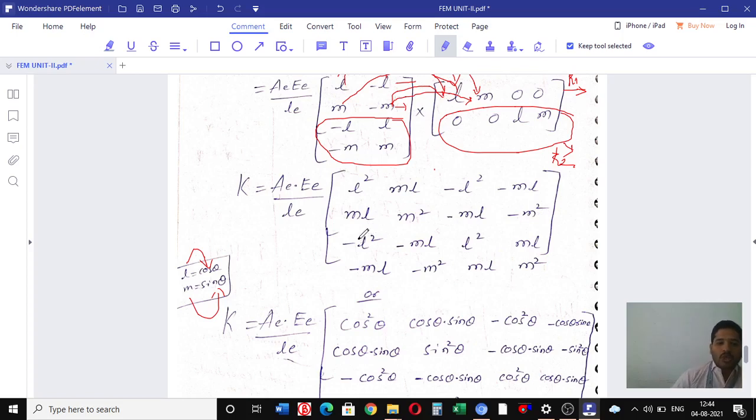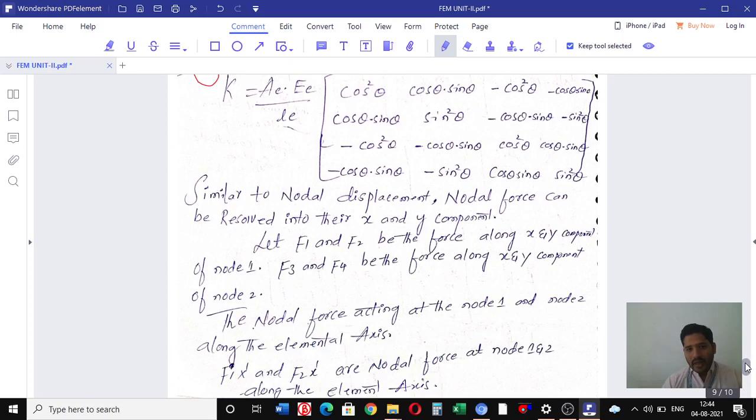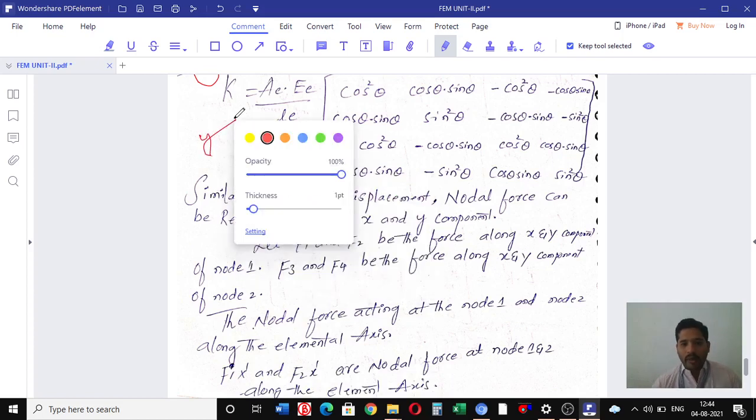Okay, N is nothing but cos square theta, minus cos theta into sin theta. This is one cos square theta. This cos theta into sin theta, minus cos theta into sin theta, minus sin square theta, minus cos theta into sin theta, and M square is nothing but sin square theta. Clear? So after that the nodal force can be resolved in two directions. So it may be the x component as well as the y component.